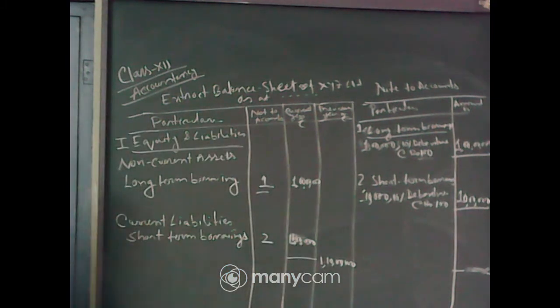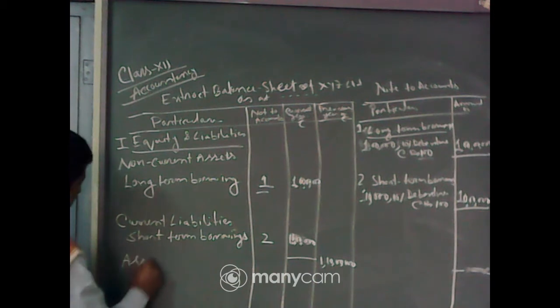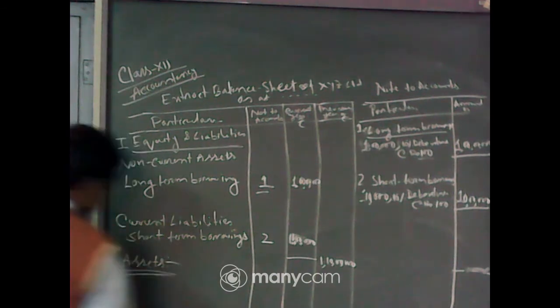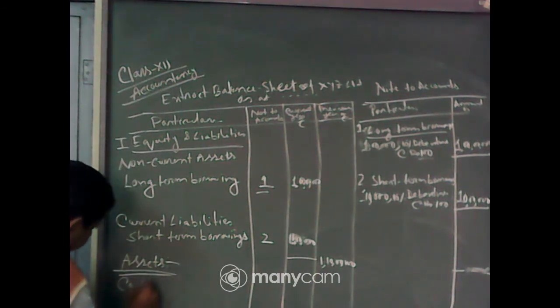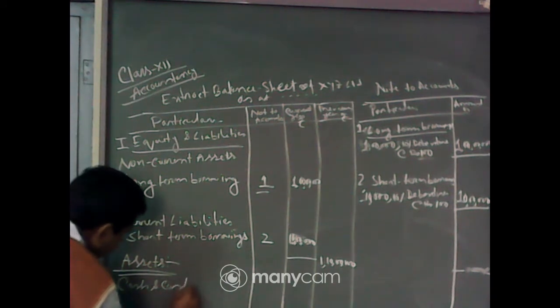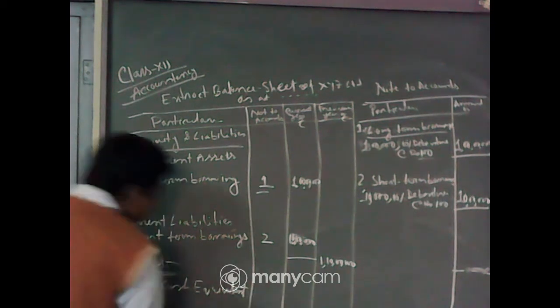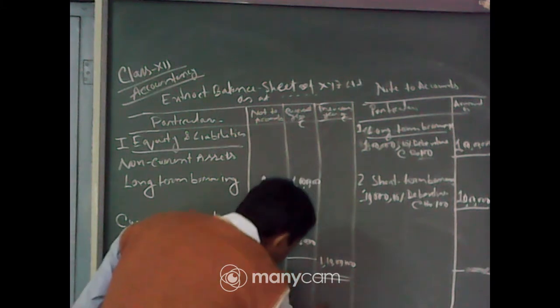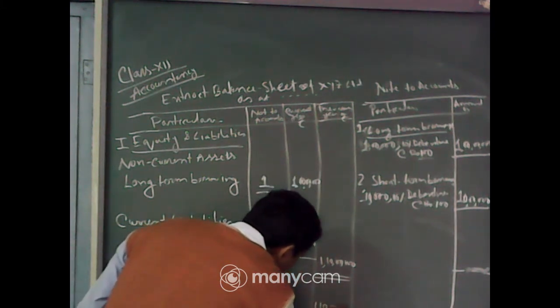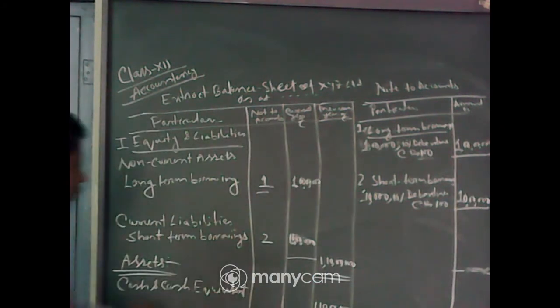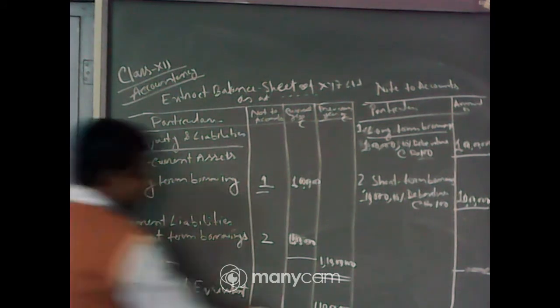Now, what will be the asset side? So, assets, I am doing the same thing here. Under the cash and cash equivalent heading, here it will become 1 crore 10 lakh. Because all the money from whatever debentures you issue, that is 1 crore and 10 lakh, comes to your bank account. So we have to show it in the asset side also under cash and cash equivalent. That is 1 crore 10 lakh.